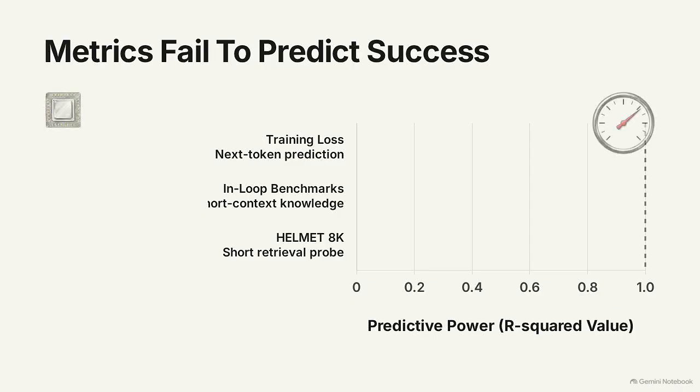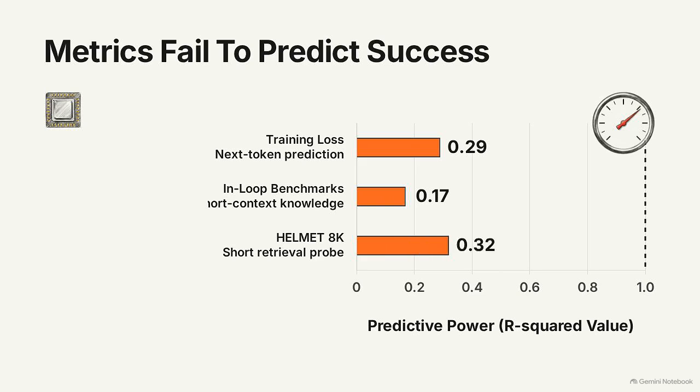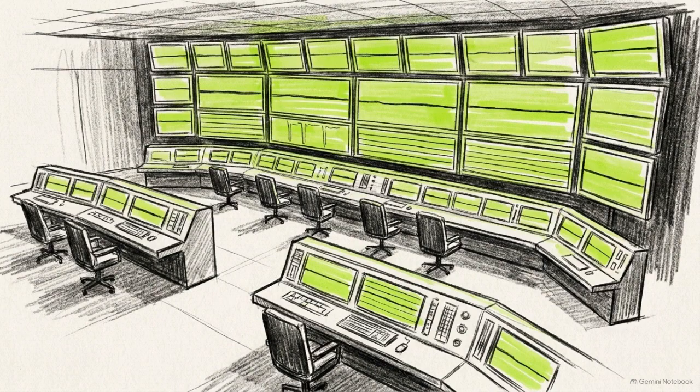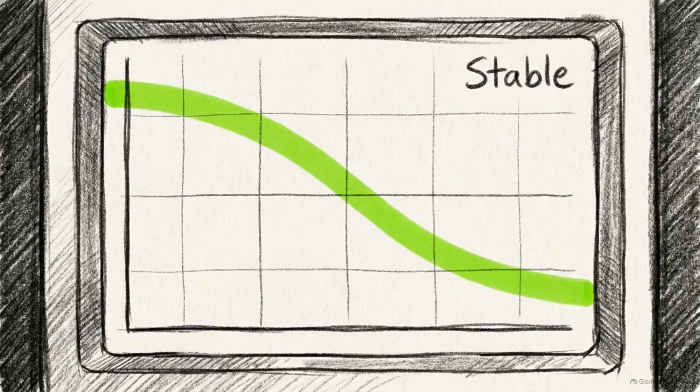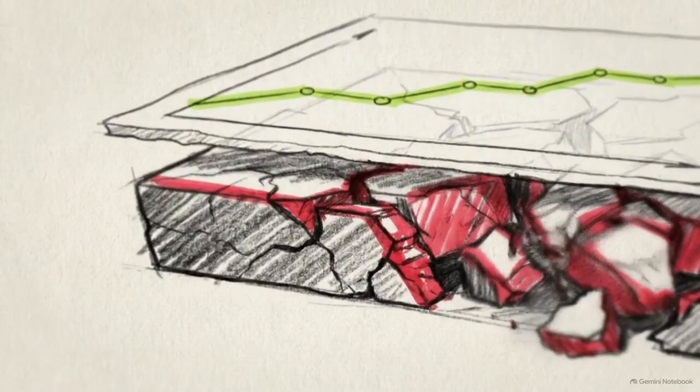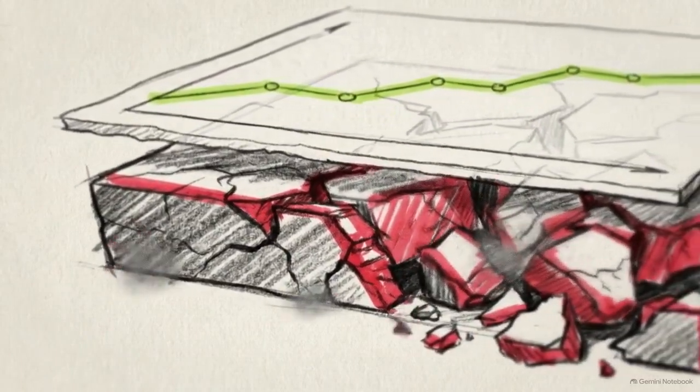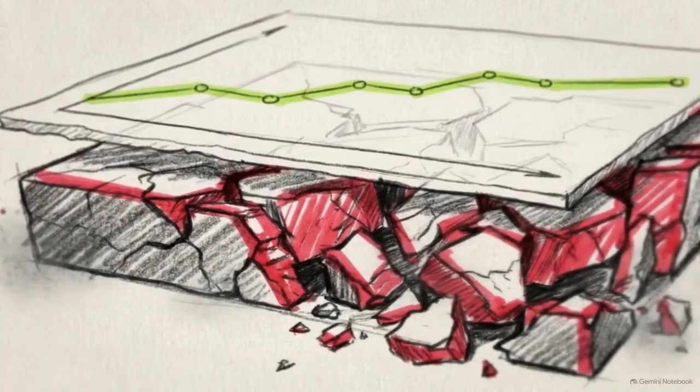This chart illustrates the predictive failure of standard metrics. Pre-training loss correlates to long context performance with an R² of 0.29. In-loop benchmarks drop to 0.17. Pre-extension Helmet 8K reaches only 0.32. For an engineer monitoring a multi-million-dollar training run, the dashboard reads green the entire time. There is no drop in perplexity or spike in loss to indicate the foundation is compromised. The metrics designed to evaluate immediate token prediction are blind to the structural damage these features cause to long context expressivity.